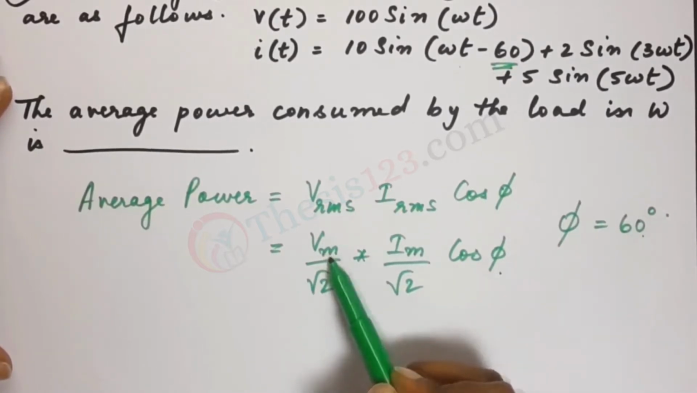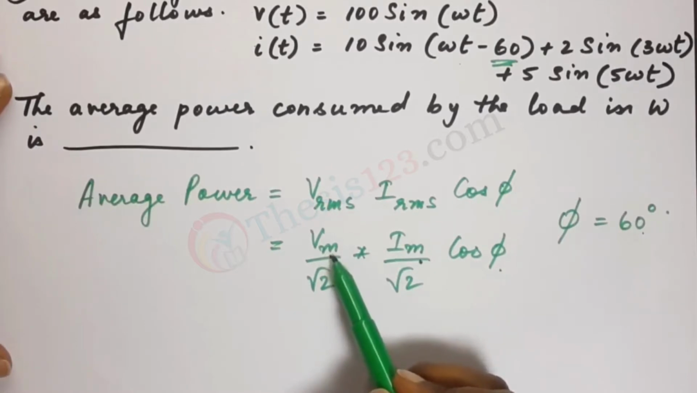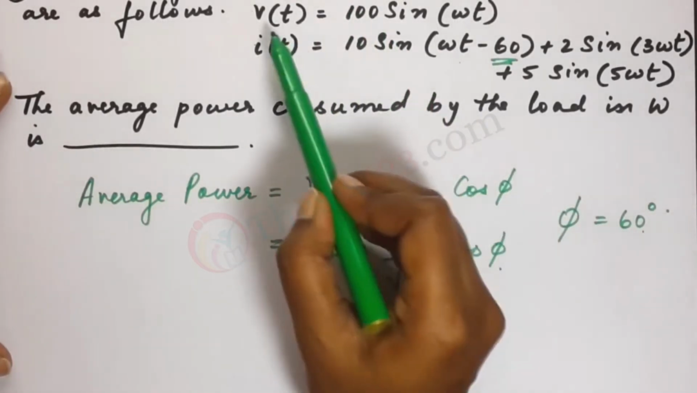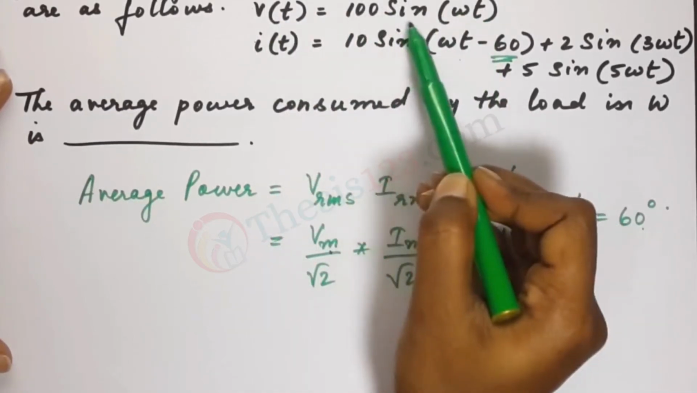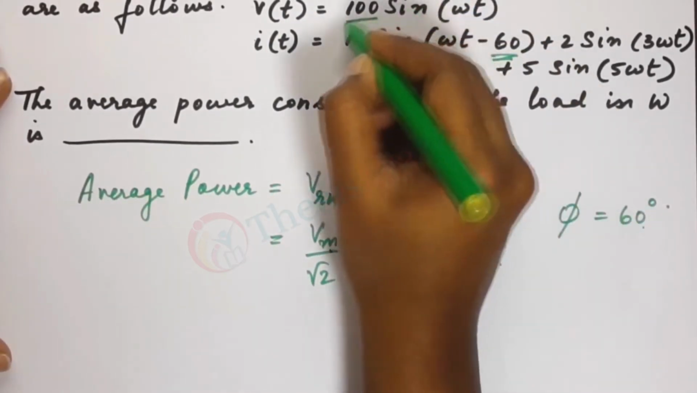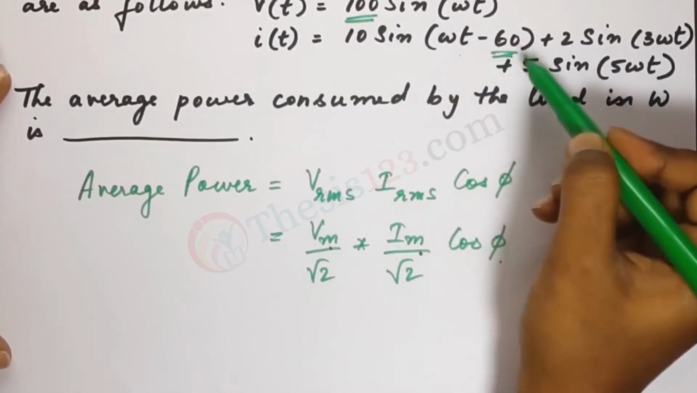Now we need the values of Vm and Im. Vm is the peak voltage value. So look at the equation for voltage given to us over here: 100 sin omega t. 100 is our peak value. For current, it is 10 sin omega t minus 60.